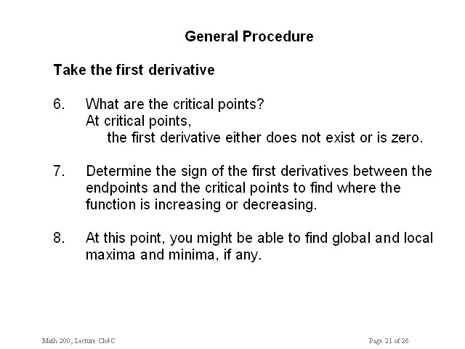What are the critical points? At the critical points, the first derivative either does not exist or is 0. Determine the sign of the first derivative between the endpoints and the critical points to find out if the function is increasing or decreasing. Where the first derivative is positive, it's increasing. Where the first derivative is negative, it's decreasing. And at this point, you might be able to find global and local maxima and minima, if any.